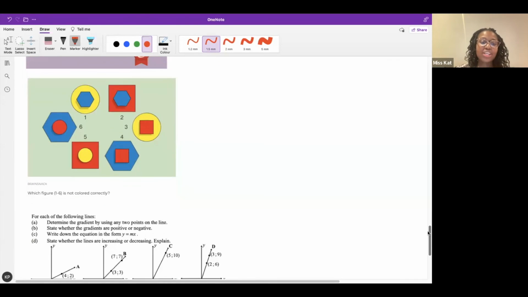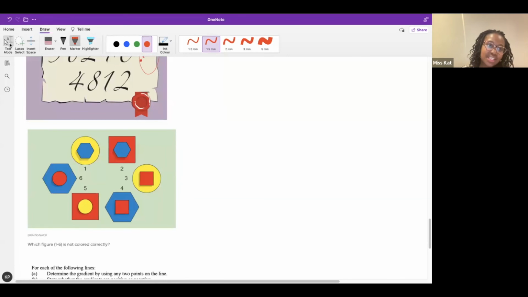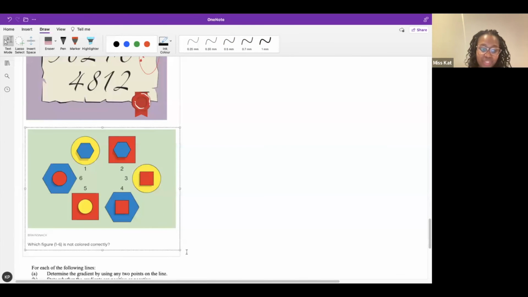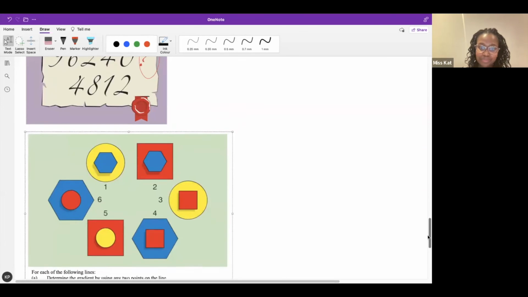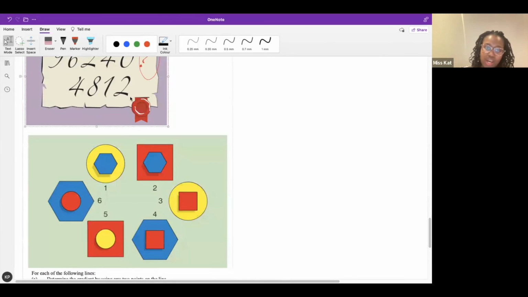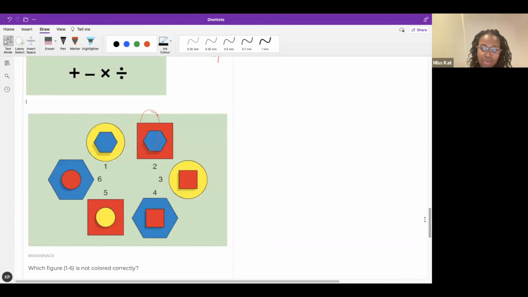There's the last one. Okay, this one I feel like is easy. Easier. Okay, which one has the incorrect colors? We're doing the shapes one. I think it's much simpler to figure out. Which shape has the wrong color? So we have shapes 1 until 6. You guys need to tell me which one has the wrong color and why.